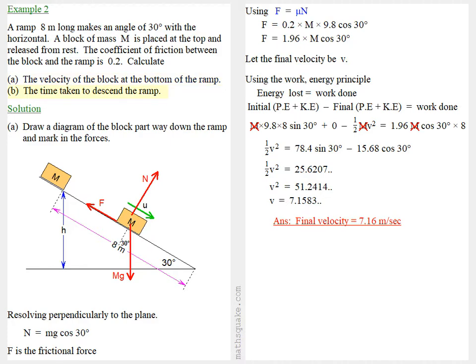Now in part B, we're asked to find the time taken to descend the ramp. Well, to do this, we can use the formula S equals u plus v over 2 times t. U is 0, and we've worked out that v is 7.1583. The distance travelled is 8, so 8 equals 0 plus 7.1583, all divided by 2, times t. So that can be rearranged as t equals 16 over 7.1583, which works out to be 2.235. So the time taken to descend the ramp is 2.24 seconds.